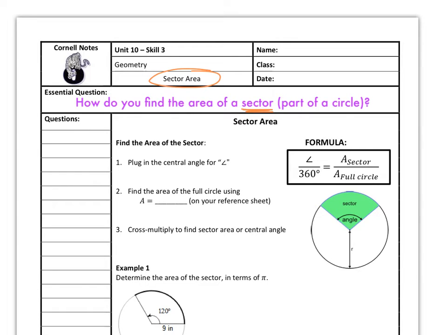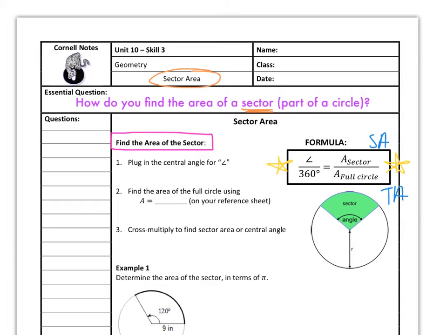So there's three very specific steps for finding the area of a sector, and it's essentially going to be the same thing over and over and over again. The formula that you do have to memorize, though, is right here to the right. So it's angle over 360 equals sector area over the area of a full circle. So I typically refer to these as sector area, so SA over TA for total area.